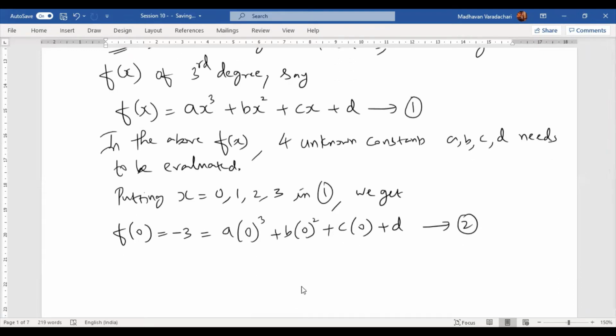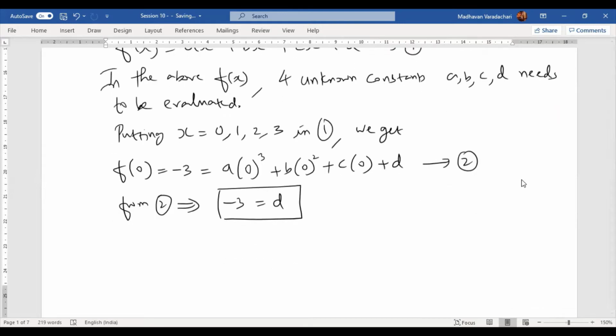That means from the second equation, we have -3 is equal to d, because all other terms are becoming 0. This will become 0, this is 0, 0. So everything is 0, 0 plus d is only d. Already the left hand side is known as -3. So I'm equating d as -3. So we got the value of d now.